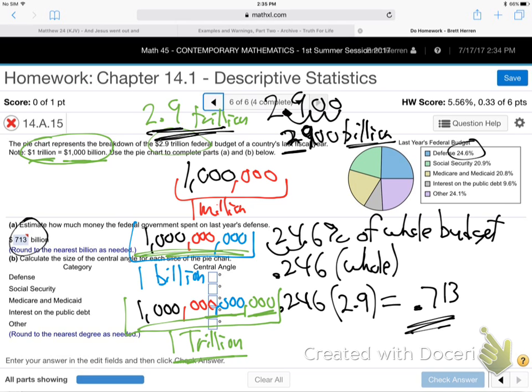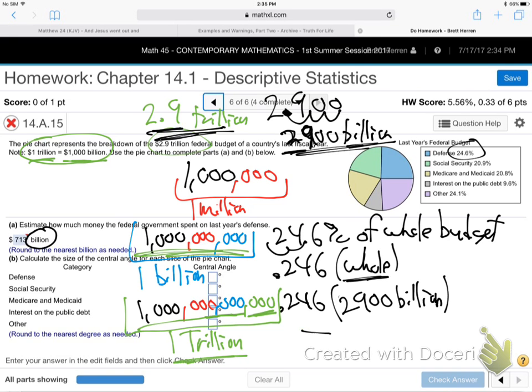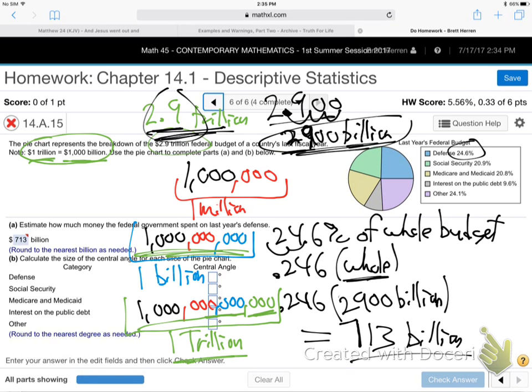Well, they want the answer right here. Notice the format they want the answer in. Billion. They want it in billion. Therefore, I should not use 2.9 as the whole, but I should use 2,900 billion. So you do that in your calculator and you'll get 713 billion. Does that make sense? So basically, don't use the 2.9, use the 2,900 for the whole in all your calculations because they're asking you to give the answer in billions.